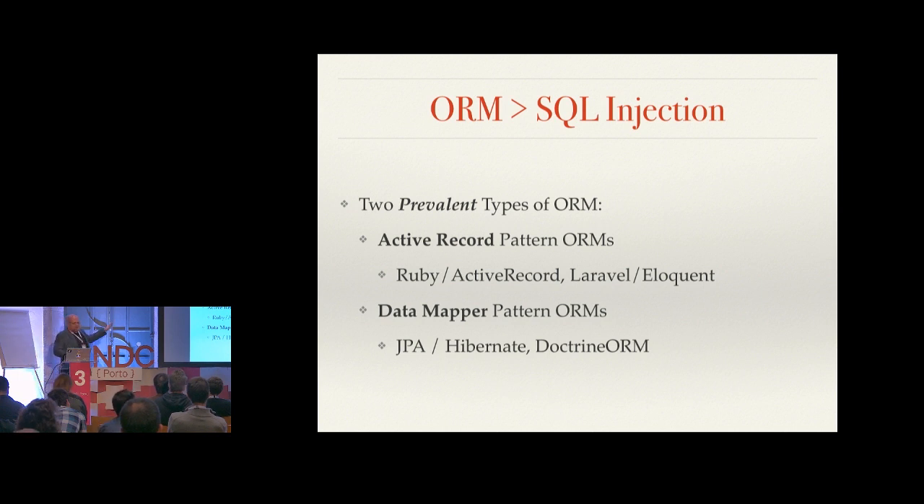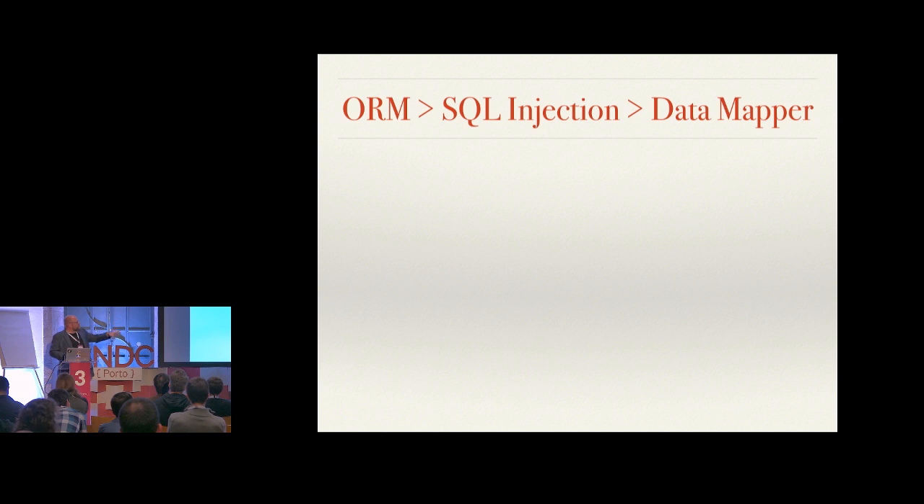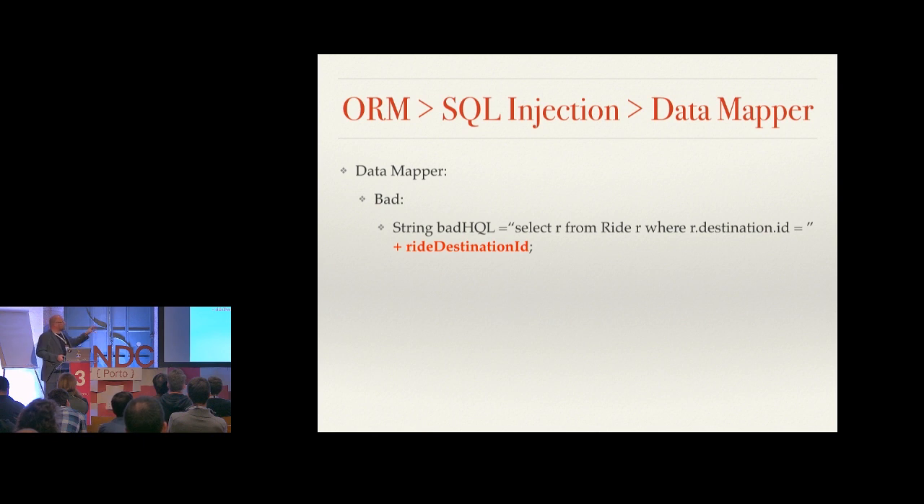Okay, so now let's look at data mapper ORMs and how you can get owned on those. Some of them support a query string language, right? And where things get bad is when, again, you're adding a variable inside a string. So here's the basic string where destination ID equals, and then I concatenate a destination ID as a variable after that, right? Even though it's an ORM, if somebody is crafty enough, you could actually turn that into an exploitable SQL statement.